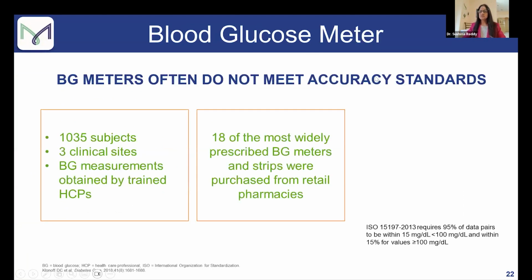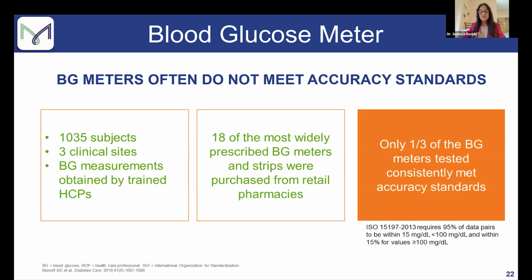Unfortunately, the blood glucose meters often do not meet accuracy standards. And this is actually a study that was done with the Diabetes Technology Society, where they looked at over 1,000 patients at 3 different clinical sites. And all these blood glucose measurements, where they poked the patient's finger, were done by a trained healthcare professional. And they used 18 of the most widely prescribed blood glucose meters. And look what they found. Only 1/3 of them met the accuracy standards.